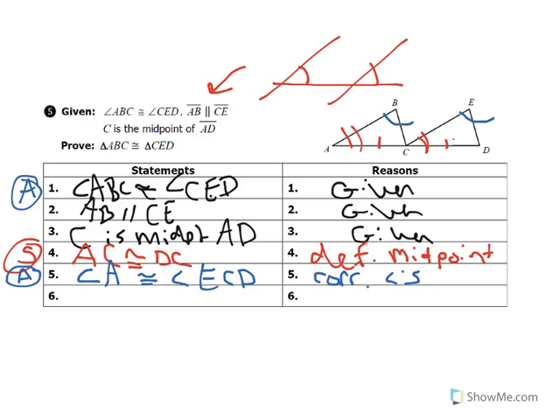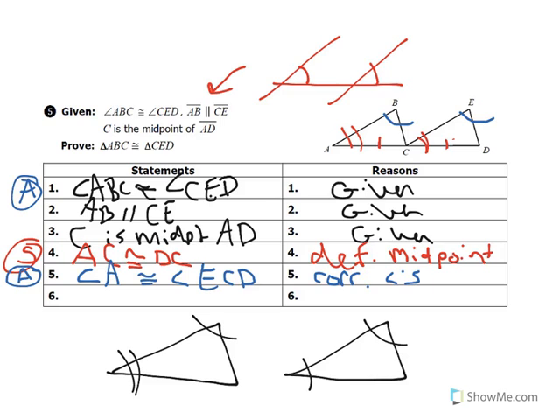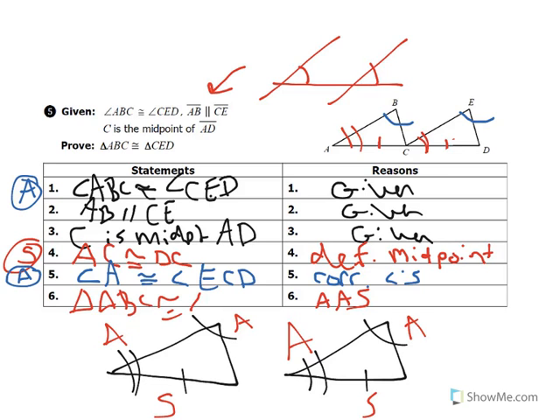But you just want to make sure that you're checking the order in your picture. If you look at the two triangles, if you draw them outside of the picture so they're not touching each other, got angle up here, angle down here, and then this side and this side. So we have angle, angle, side, angle, angle, side. The side is not in the middle, so we're using AAS to show that triangle ABC is congruent to triangle CED.